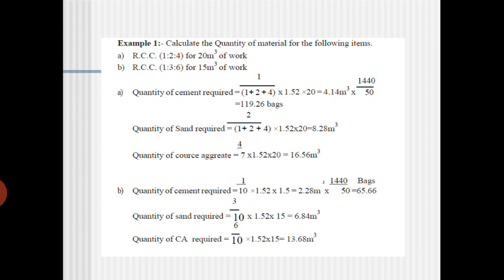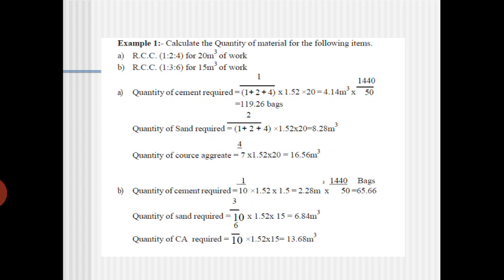It is very important that 1.52 and 20 should be in the numerator. Here they have mentioned it as a denominator, but it is a numerator. In total it will come around 4.14, the total quantity of cement required in meter cube.